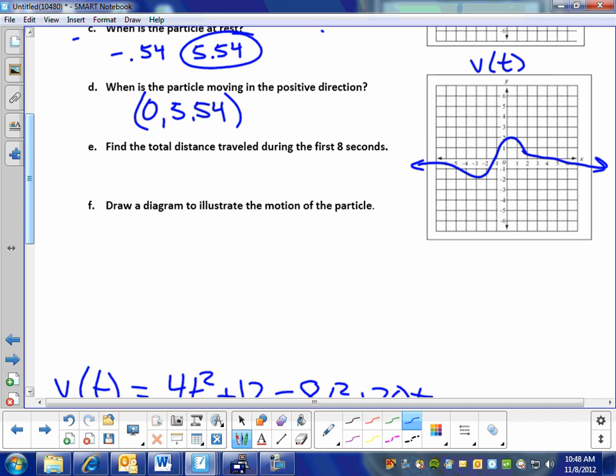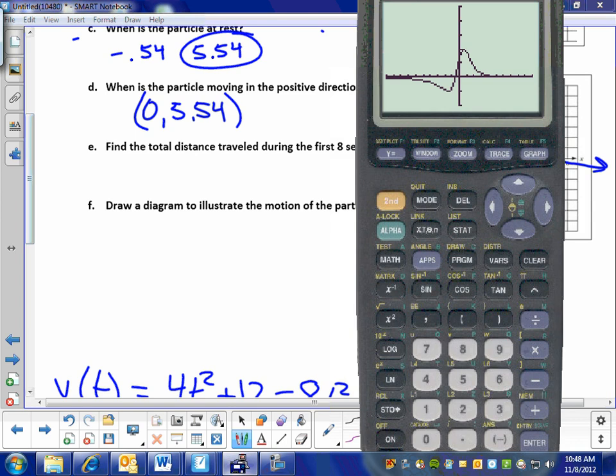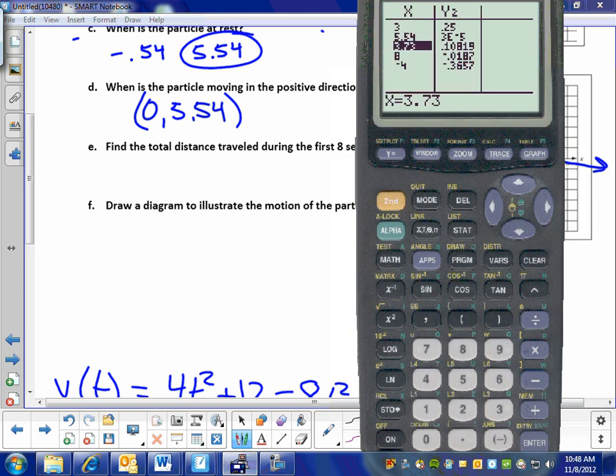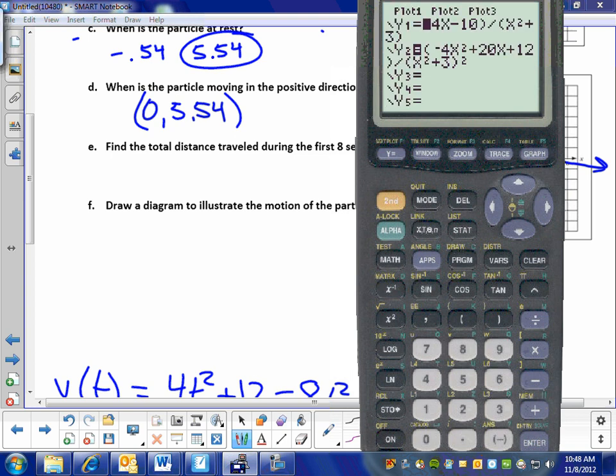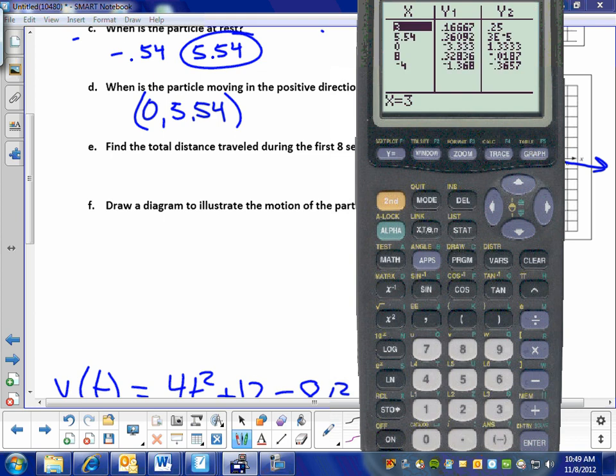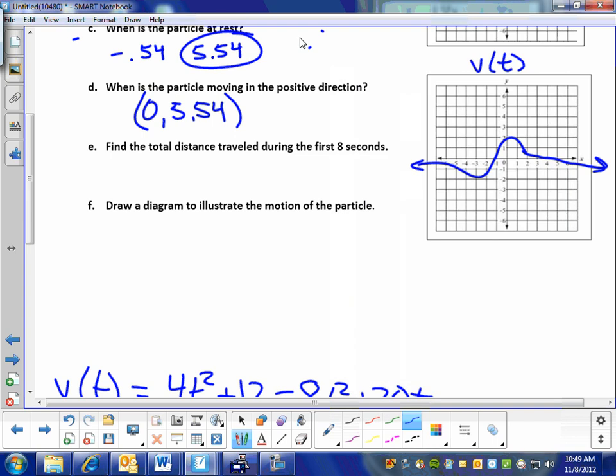I need to figure out where it starts. How will I figure out where it starts? I plug in 0. And if I go to my table, I can plug in 0, and I get 1.333. Is that what I want? If you look at my calculator, I don't have my original position function turned on. I need that. So I'm going to turn that back on. And now when I go back to my table, if I type in 0, so it starts at negative 3.33. Okay, that's where it starts.